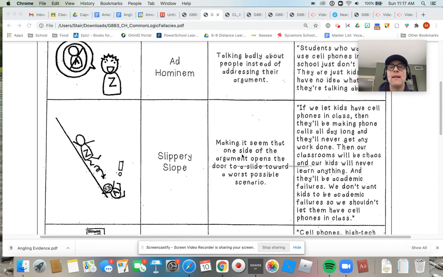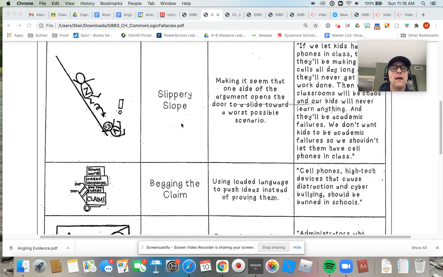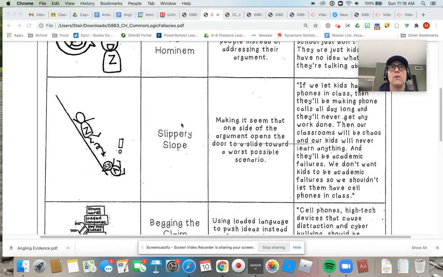Slippery slope, making it seem that one side of the argument opens the door to a slide towards a worst possible scenario. If we let kids have cell phones in class, they'll be making phone calls all day long and they'll never get any work done, then our classroom will be chaos and our kids will never learn anything. So all of a sudden, right, that doesn't really make sense. We allow some cell phones in the classroom. I'm not sure what that would do. Maybe they just have to keep them in the locker. I don't necessarily know. But this is all of a sudden going from one small thing to this huge thing that is called a slippery slope, right? If we let the dog in the house, next thing you know, squirrels will come in, and then foxes, and then we'll have a whole zoo in our house, right?